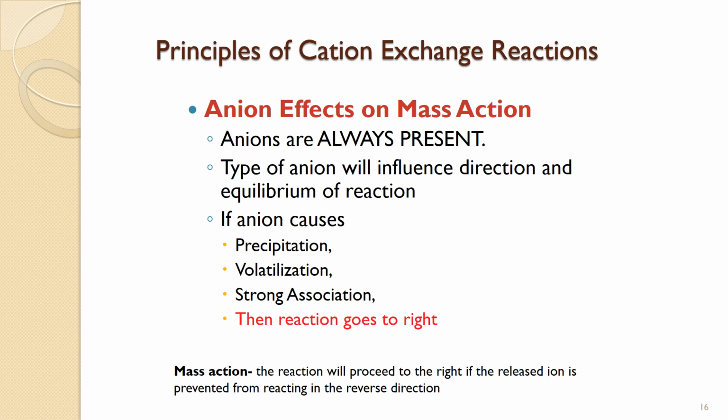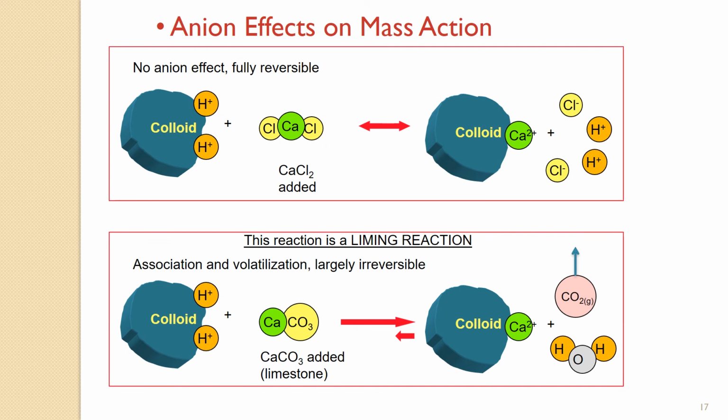The principle of anion effects on mass action basically says that anions, or negatively charged ions, are always present, okay? The type of anion will influence the direction and equilibrium of the reaction. So if your anion causes precipitation, volatilization, or a strong association, then the reaction is going to move to the right. And just a side note, mass action is just saying that the reaction will proceed to the right if the released ion is prevented from reacting in the reverse direction. So here are some examples of that.